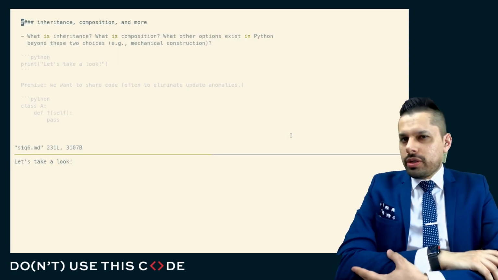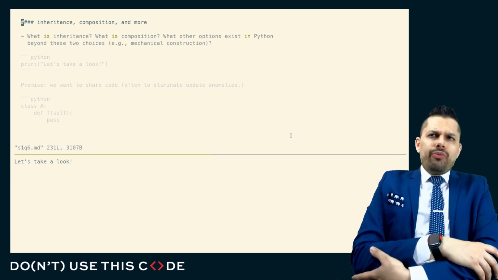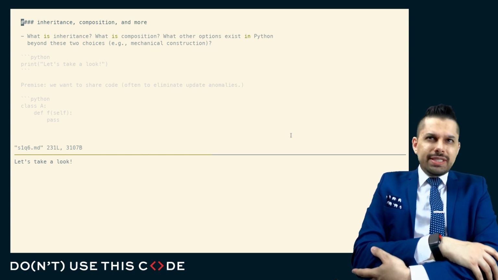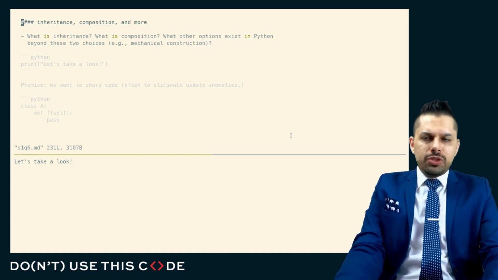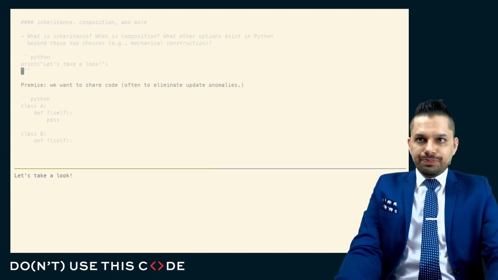In this question, we're going to talk about inheritance, composition, and more. We're going to talk about what is the difference between inheritance and composition, what other options exist, and how do we choose which of these options is the one that we need for our code. Why don't we take a look?